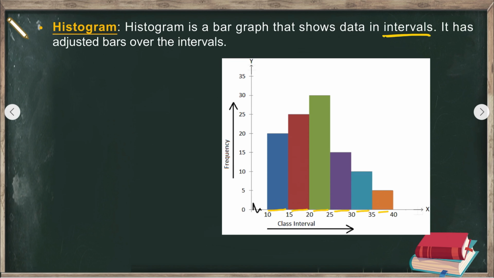So a histogram is a bar graph. Simply, a histogram is also a bar graph that shows data in intervals. It has adjacent bars over the intervals. So over the intervals we have adjusted the bars.